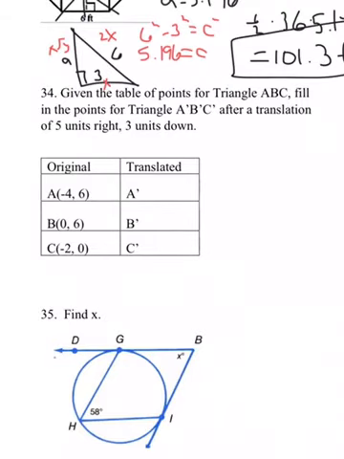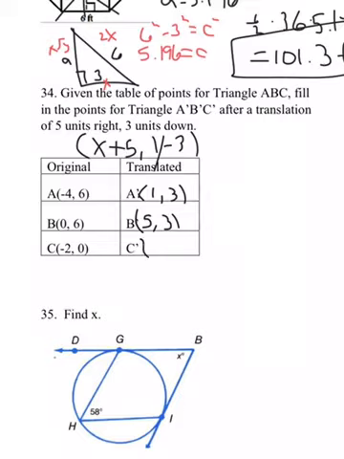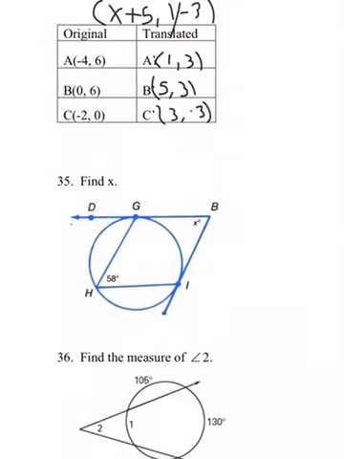Given the table for points, triangle ABC, fill in the points for A prime, B prime, and C prime after a translation of 5 right and 3 down. So x plus 5, y minus 3, that will give us 1, 3. B prime will be 5, 3, and C prime will be 3, -3. Just add 5 to the x, subtract 3 from the y.